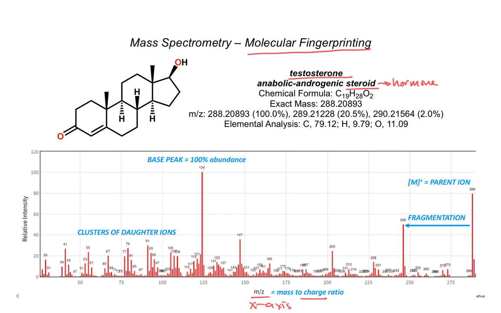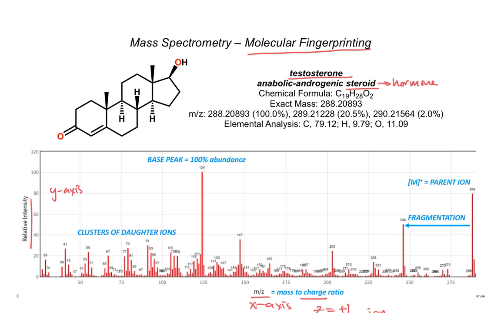So the red lines that you see, those are signals. And for our purposes in this class, z is going to be +1. So everything that you're seeing is an ion, an ion in the +1 state. The y-axis is the relative intensity or the abundance. It just means how often you see those ions.